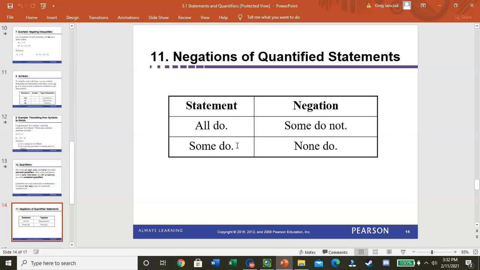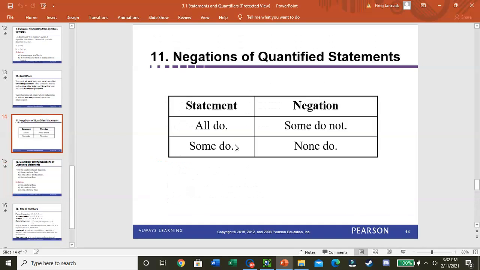Another example to add to this would be no do, some do, or all do for the statement and quantifier. Okay, so let's move on.